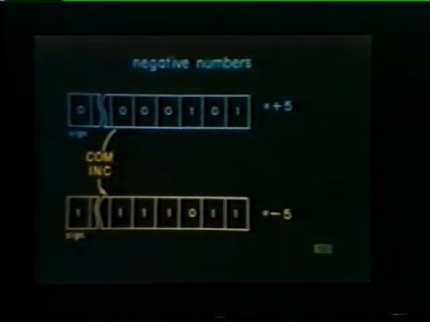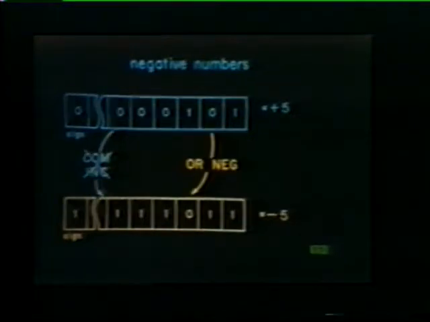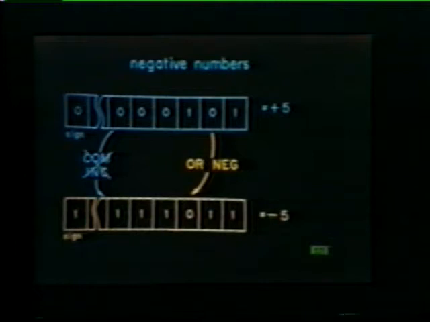Thus, to generate negative numbers, we simply take the positive value and use the complement and increment instructions to convert it to the equivalent negative number. Or, we can do it even more simply by using the single instruction negate. Negate is another one of the single operand instructions in the PDP-11 instruction set. So far, we've talked about 5 single operand instructions: clear, complement, increment, decrement, and negate. We've also reviewed positive and negative numbers.